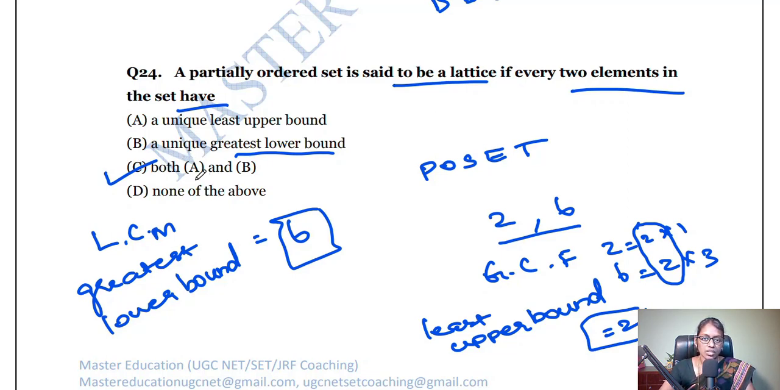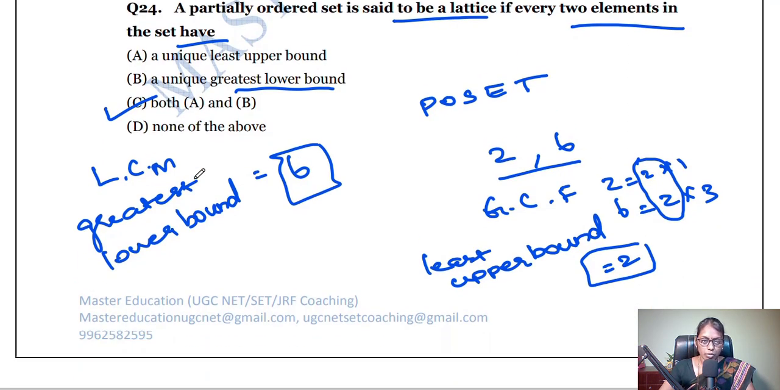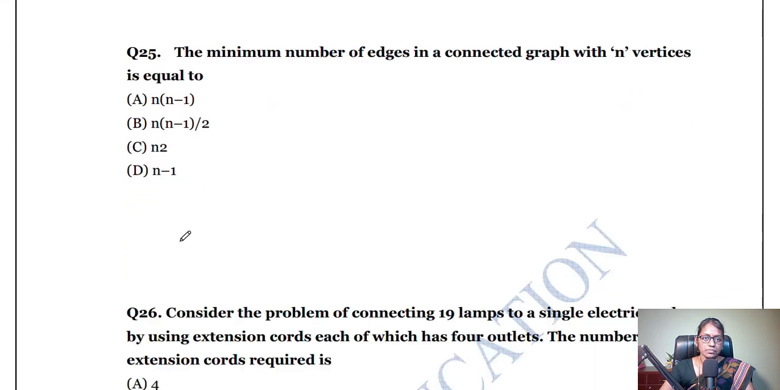A partial order set is said to be a lattice if every 2 elements in the set have a unique least upper bound and unique greatest lower bound. So both A and B is the answer.